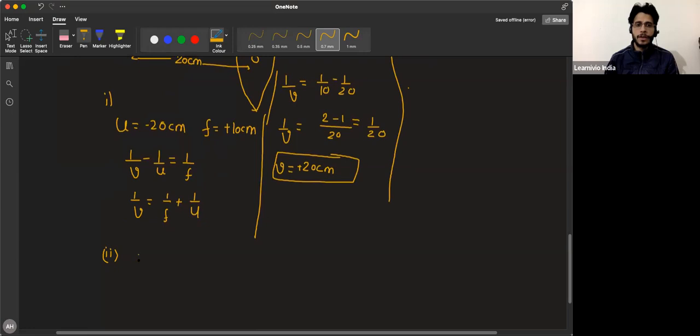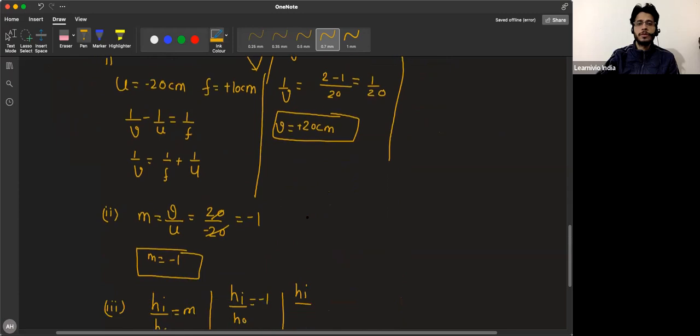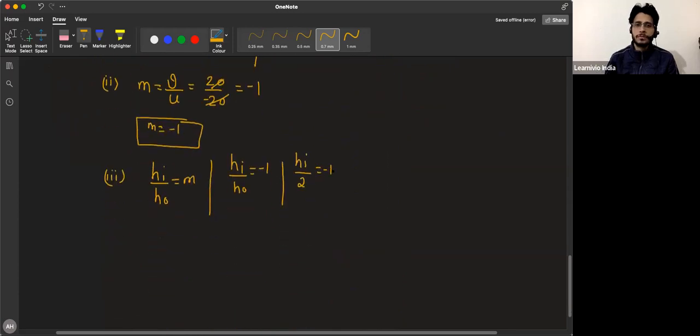For second part, you need magnification. Magnification is V by U. But substitute all values with proper signs. See, V is 20, U is minus 20. So it comes out to be minus 1. So magnification is minus 1. Once you have magnification, you can get the height of image also. See, height of image by height of object is magnification. It shows height of image by height of object is equal to minus 1. Height of object is 2 centimeter. It's minus 1, so which implies that height of image is minus 2 centimeter.